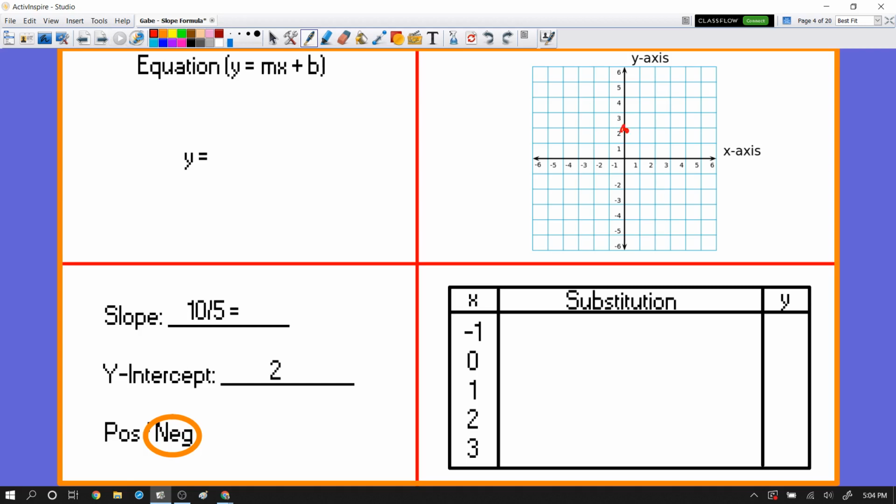All right, y-intercept is 2. I can go ahead and plot that. And then 10 divided by 5 is 2, so I have a slope of 2 over 1. So that's 2x plus 2. But this was the curveball, negative.